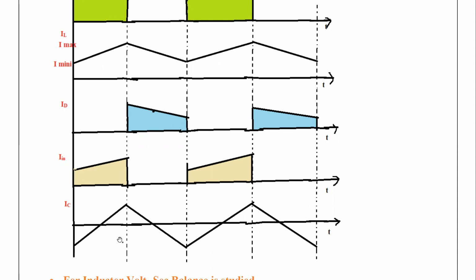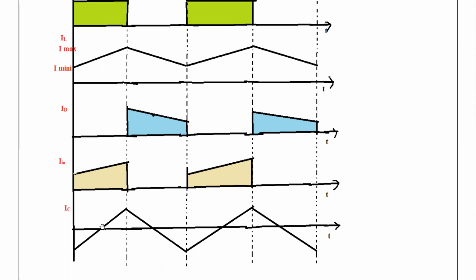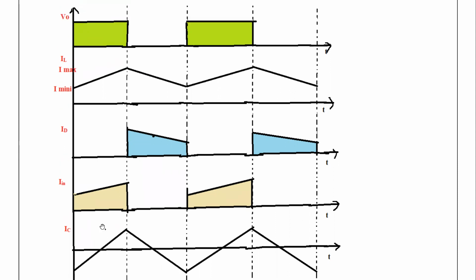Okay. So this is turn on and this is turn off, and this point is exactly half of the turn on time. That means turn on by 2. Okay. So these are the waveforms of the buck converter.